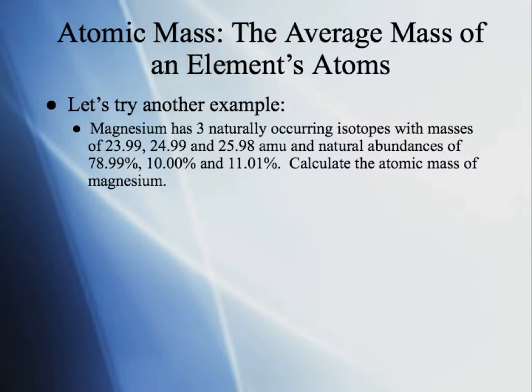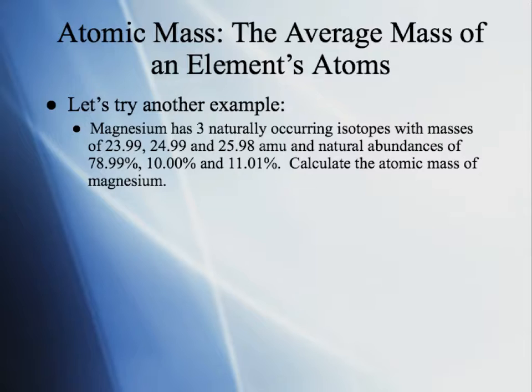Magnesium has 3 naturally occurring isotopes with masses of 23.99, 24.99, and 25.98 AMU, and a natural abundance of 78.99%, 10%, and 11.01%. Calculate the average mass of magnesium. All right, so here we go.